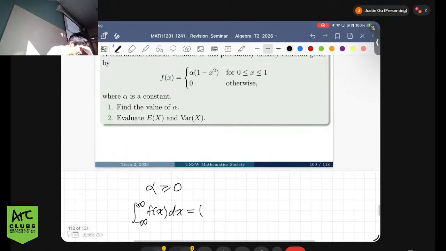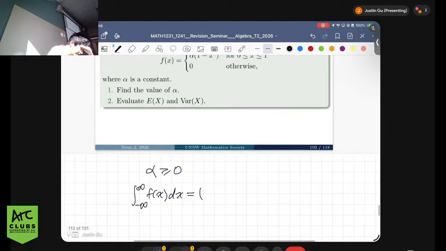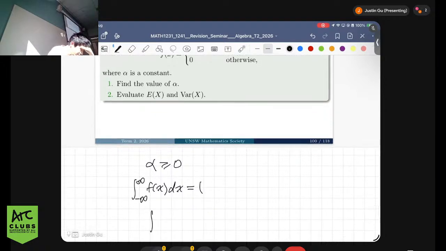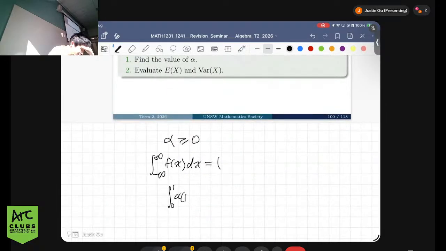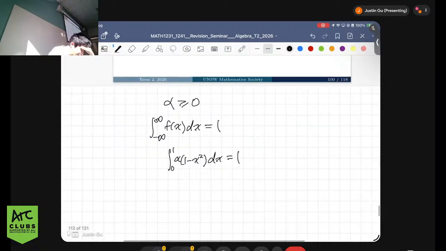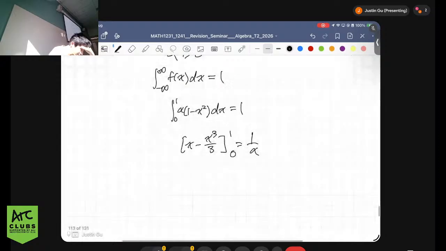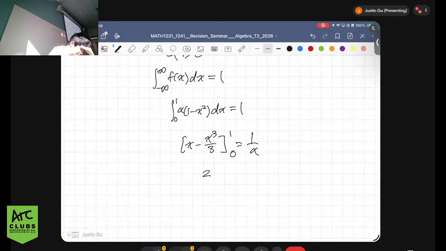The density is 0 everywhere outside of 0 and 1, so this integral transforms to the integral from 0 to 1 of alpha times (1 minus x squared), and that's equal to 1. Take the alpha out. We get x minus x cubed on 3, evaluated at 1 and 0, is 1 on alpha. So 2/3 minus 0 is 1 on alpha, and alpha equals 3 on 2.